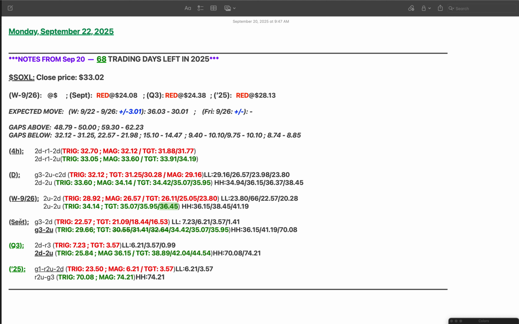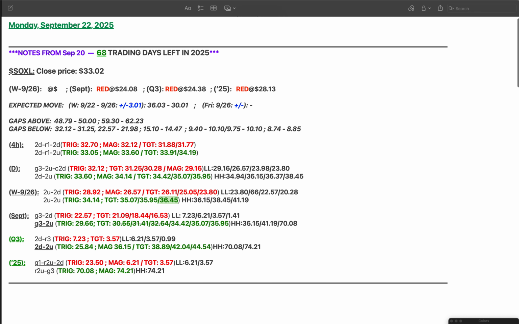Again, from the month and quarter and year perspective, we looked at those on the chart earlier in the video. We are in a 3-2 up. We triggered at 29.66. We have already taken out the targets of 30.55, 31.41, and 32.64. So the next target that we're trying to take out there is at 34.42. And then we've got continued extended targets at 35.07 and 35.95 if price wants to continue to push up.